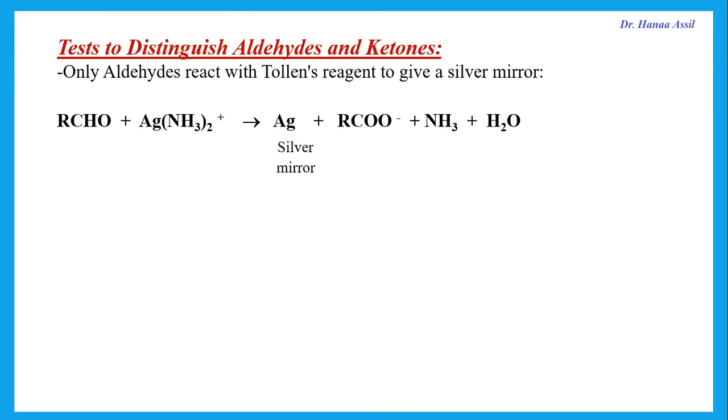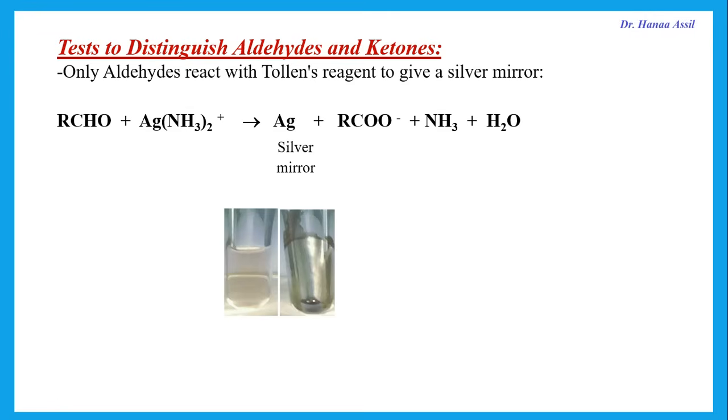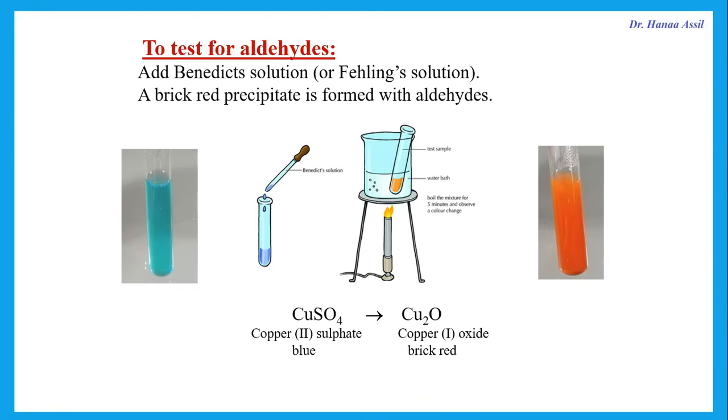But to distinguish between aldehydes and ketones, we can use Tollens reagent that forms a silver mirror with aldehydes only, not ketones. Or we could use Benedict or Fehling. If we add Benedict or Fehling and heat, we get a brick red precipitate with aldehydes. That is because Benedict or Fehling is originally copper 2 sulfate. So when it is heated with aldehydes, it is reduced to copper 1 oxide, which is a brick red precipitate.